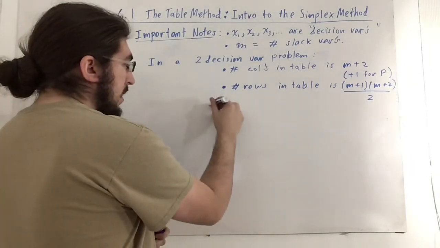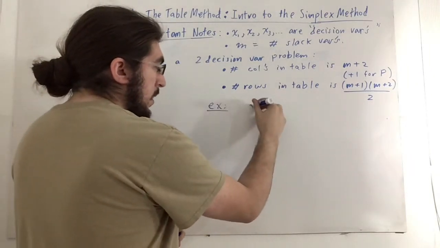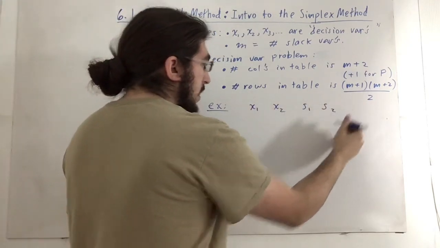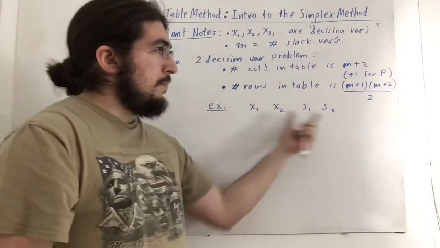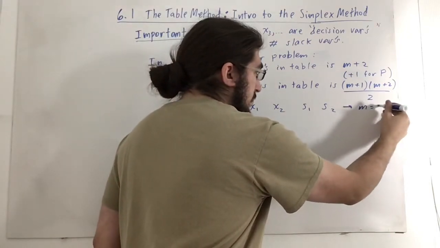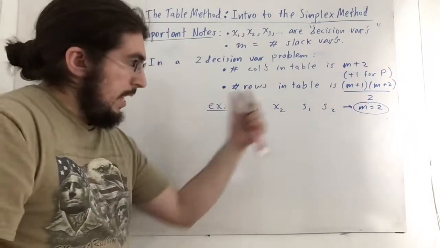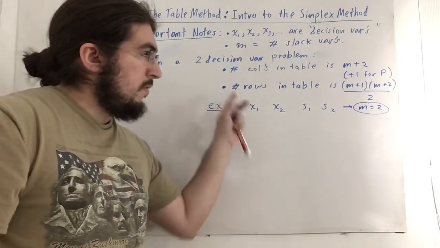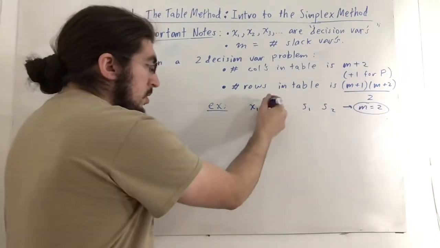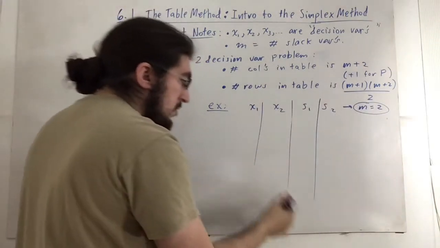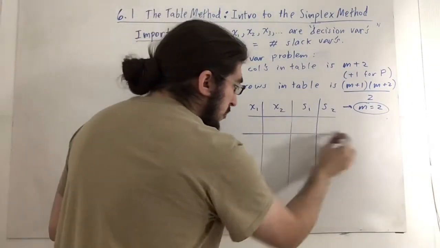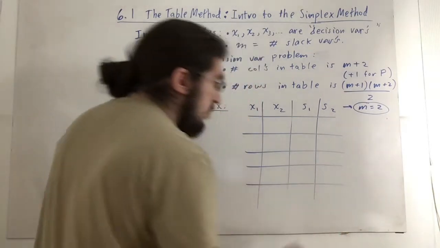So just as an example, in the problem we had x1, x2, and we had two slack variables, s1 and s2. So notice this is indeed m plus 2, because since there are two slack variables, this means that m is equal to 2. So the number of columns will be 2 plus m, or m plus 2, which is 4. Which makes sense because we have only two variables and two slack variables, so adding those together gives us 4 columns. But then, if you remember the rows, how many rows were there?